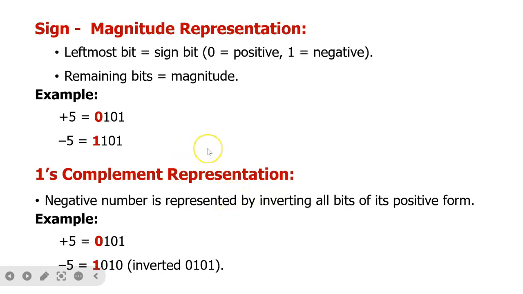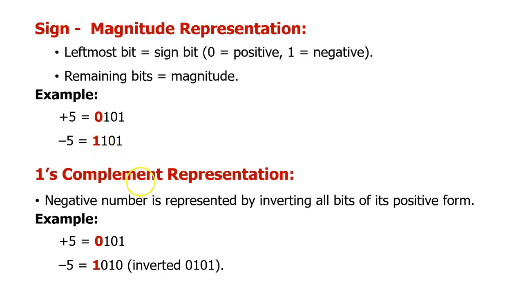In sign and magnitude representation, the leftmost bit is used for the sign representation: 0 for a positive number and 1 for a negative number, and the remaining bits represent the magnitude. For example, plus 5 is represented as 0101. As it is a positive number, the sign bit, the most significant bit, is represented as 0. Minus 5 is represented as 1101. The magnitude remains the same and the sign bit alone is changed. This is the case with sign and magnitude representation.